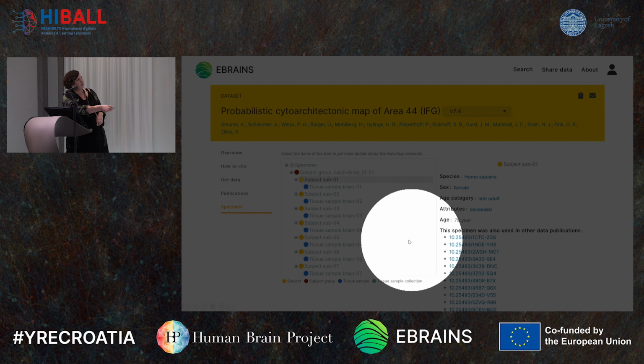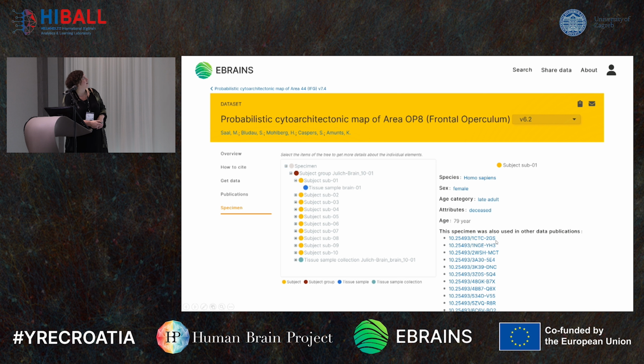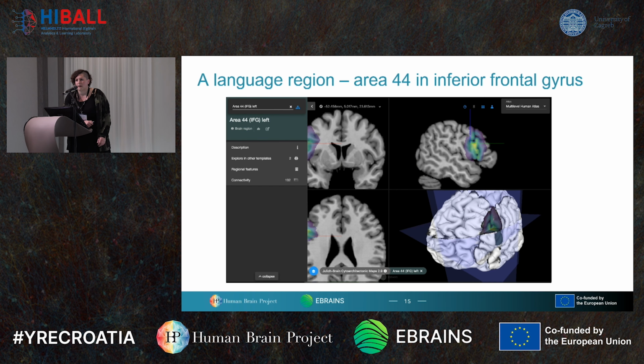If we now click on this upper DOI, we end up on our other dataset card, which is now for the area OP8, which is a different area, but actually used the same subject in the probability map. So next we go back to the Atlas viewer.